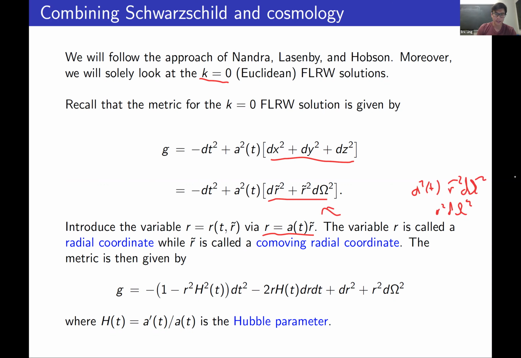So when you want to calculate the metric in these coordinates, this is what you'll find. This is just a simple calculus exercise, right? You write out what dr tilde is in terms of dt and dr, and then this is the metric that you find. And again, notice we have r squared d omega squared, right? And so this is why we're saying that r really represents a spherical coordinate in these coordinates. H here is a prime divided by a, which is just the Hubble parameter. And again, this is just a simple calculation.